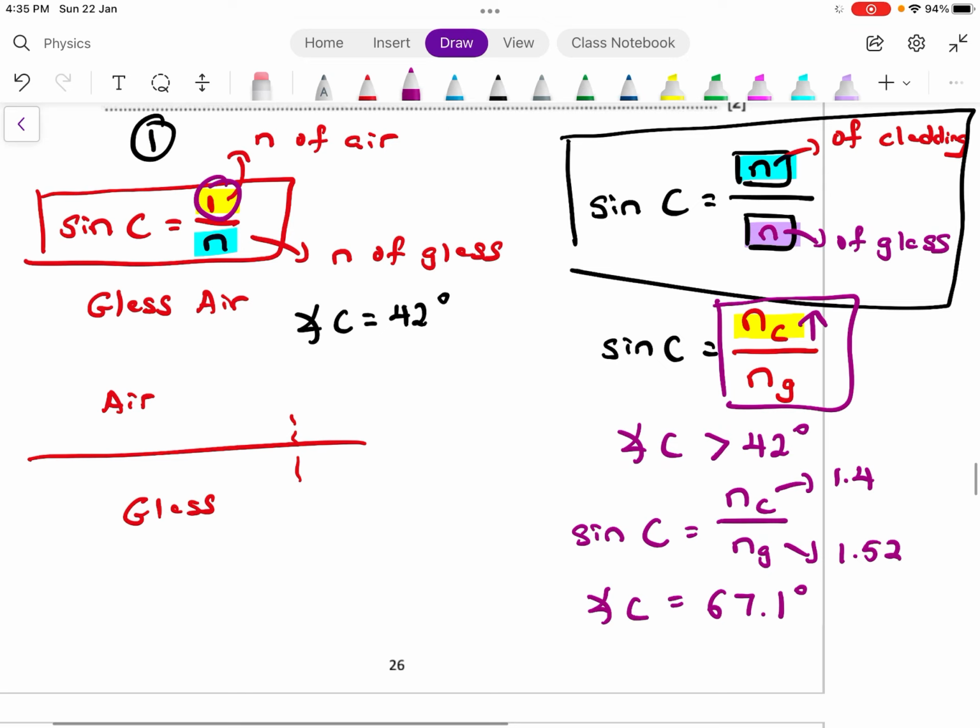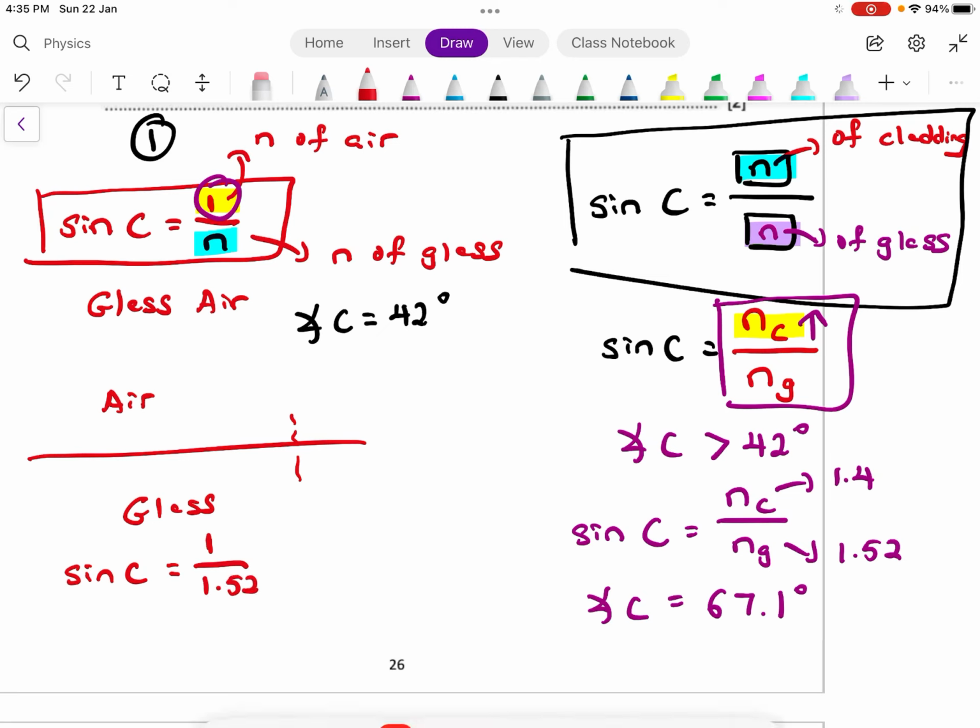Next, I calculate the glass and air critical angle. So sin C is equal to 1, the refractive index of air, divided by glass. Glass is roughly 1.52. So sine inverse of 1 divided by 1.52, you'll get roughly 41.1 degrees. So you can see, for the cladding and glass, the critical angle will be greater.